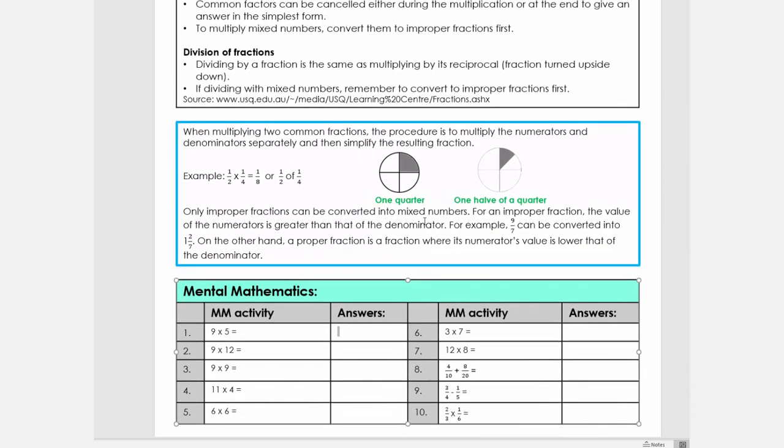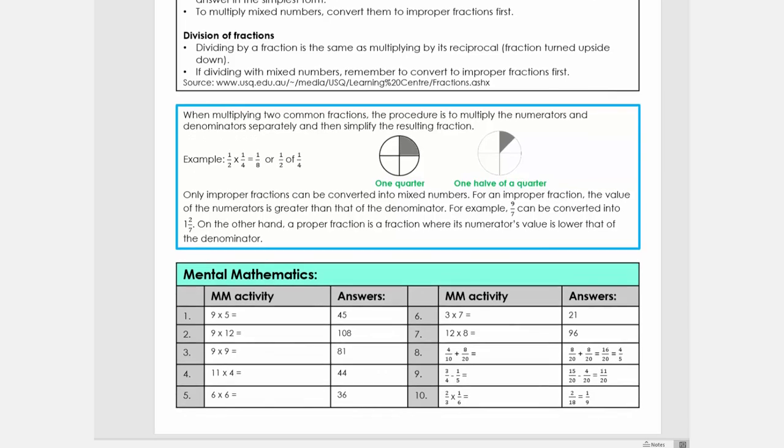Let's then come to the mental mathematics. So this is where I want you to pause and ask the 10 questions to your child or to the learners. So it's time to pause. Okay, welcome back. I'm going to reveal the answers. And here you can also pause again and mark the answers.